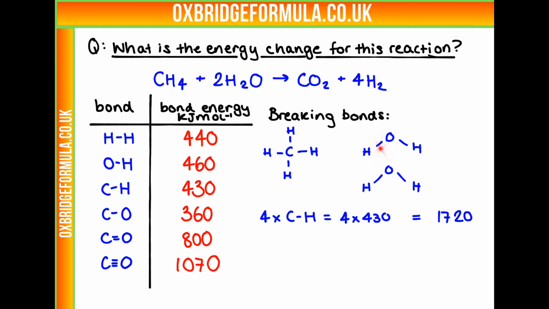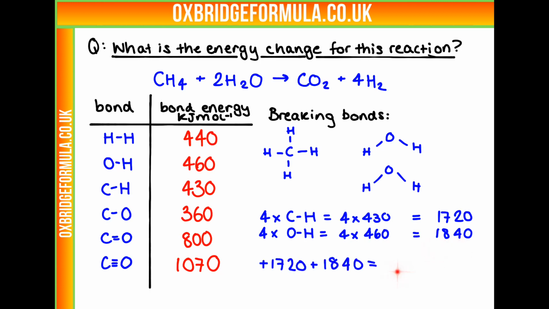And we also have 4 OH bonds from our water molecules. So that's 4 times 460, which is 1,840. So we add those together, we get 3,560. And because breaking bonds is an endothermic process, this is going to be a positive value.